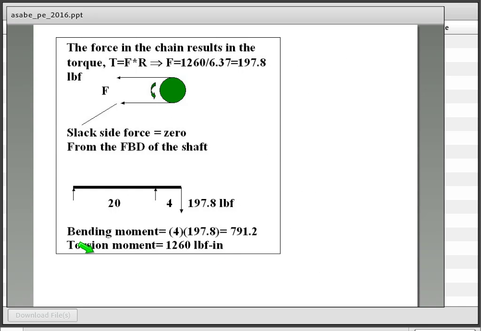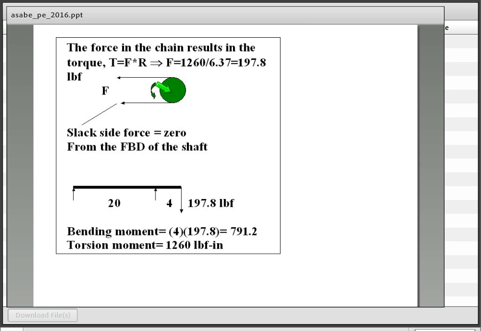And so then we can calculate the force on the chain. In the case of a roller chain, the slack side is considered to be 0. You don't tighten the chain so that you have tension in the slack side; you'd be over tightening the chain in that case. So you're dealing only with the tight side force. The torque would be the force times the radius of the sprocket, which gives us 197.8 pounds force in this case.